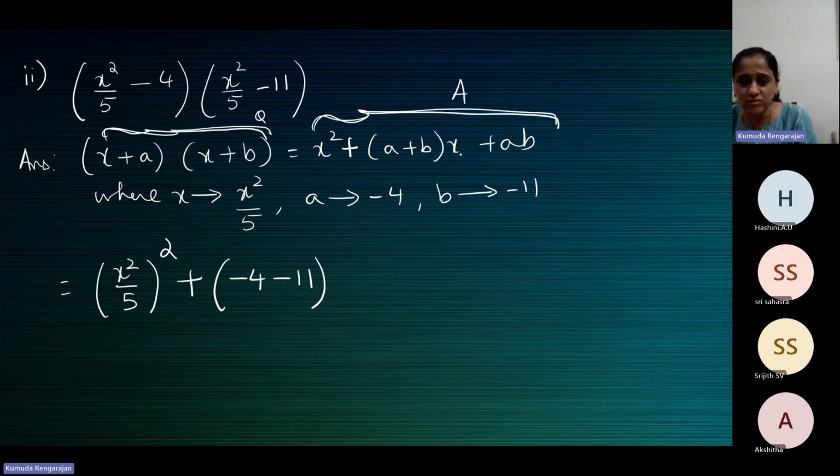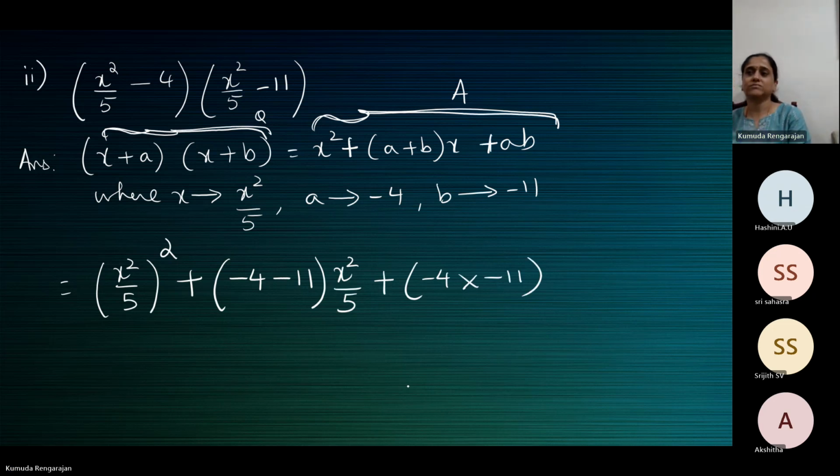Then what is it here? X. Don't write X. What is X? X squared by 5. In the identity for X, you should write something, for A something, and B something. Then in the identity, what's the sign? Plus, so you also put plus. A into B. What is A into B? Minus 4 into minus 11.